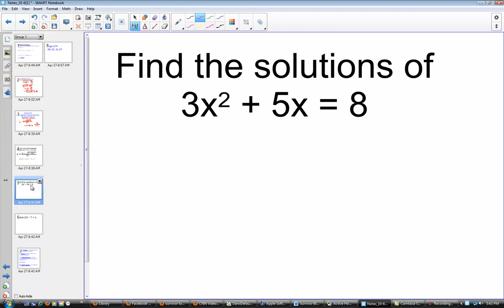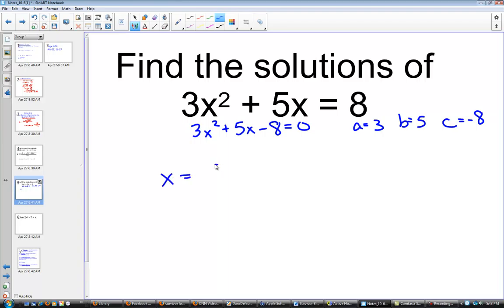I'm so excited. So I hope you guys are too. First thing we're going to do is notice that it's not in standard form, so we have to rearrange it. And then I'm going to state what a, b, and c equal. A is 3, b is 5, and c is negative 8. Okay? Now we're going to write the formula.